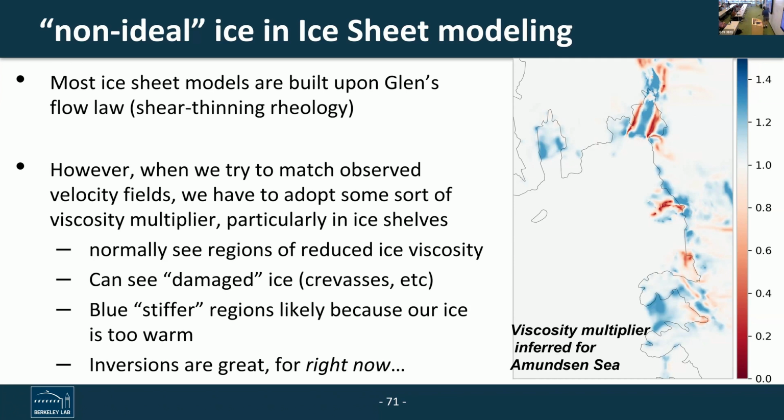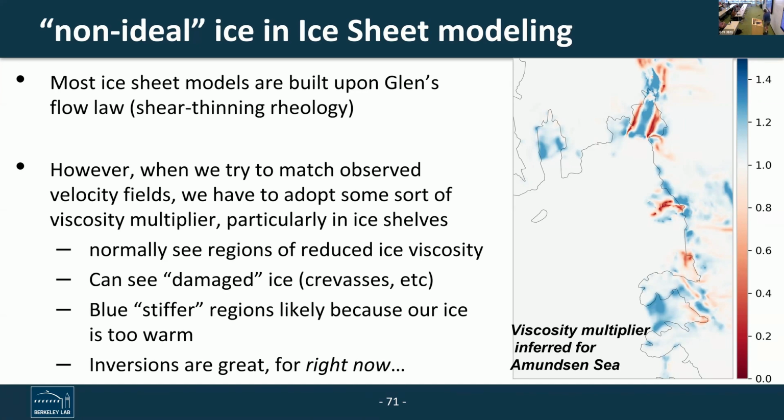So this is the Pine Island Glacier, this is the Amundsen Sea, same thing as before. Regions where it's red are regions where we have to reduce the ice viscosity to match the observations, right? Because we see this trunk of ice flowing through and these damage regions. And these damage regions match up very well with places where we have to change the viscosity. So it seems like there's a good correlation there.